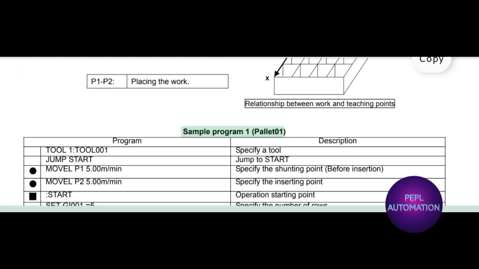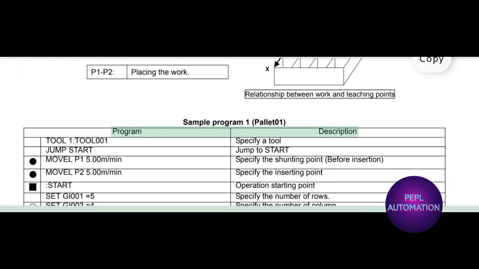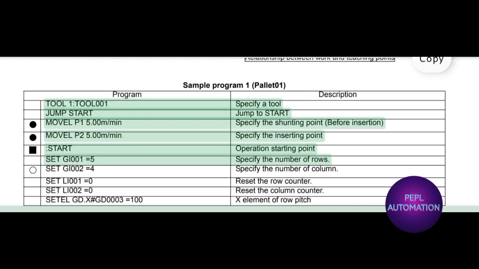Sample program 1, pallet 01. Program description. Tool 1. TOOL001 specify a tool. Jump to start. MOVELP 15.00 meters per minute. Specify the shunting point before insertion. MOVELP 5.00 meters per minute. Specify the inserting point. Start operation, starting point. Set GI001 equals 5. Specify the number of rows.